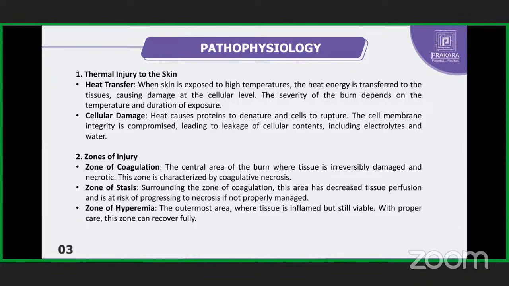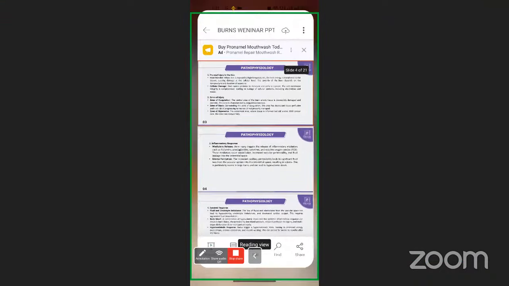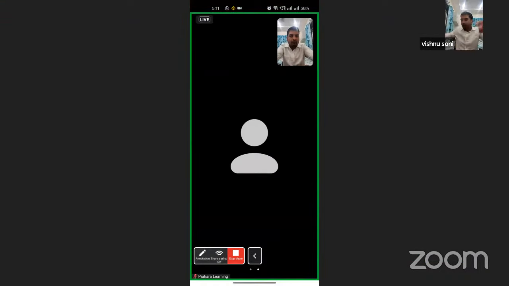Okay, next going to zone of injury. This is very important. Why do we need to know the zones? I would just like to show you the zones with a diagram. I hope I'm visible. Okay, so I have a board here. I'll draw the diagram of the zones. Zones of burn.